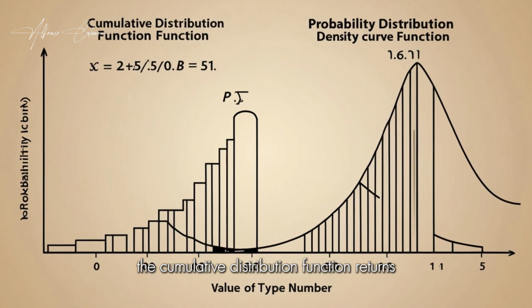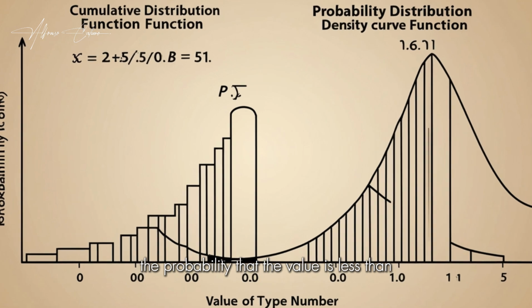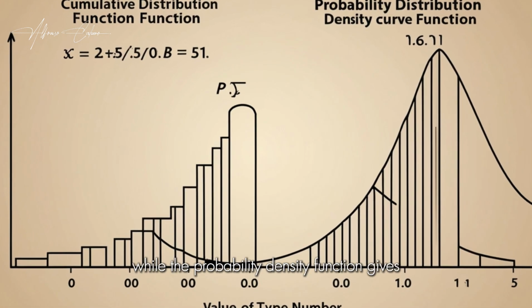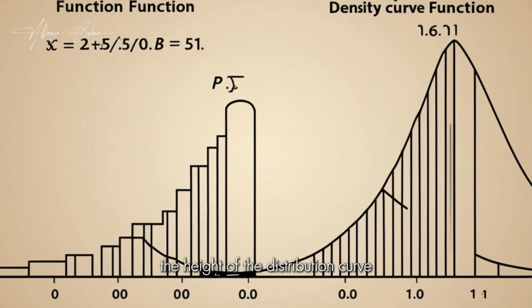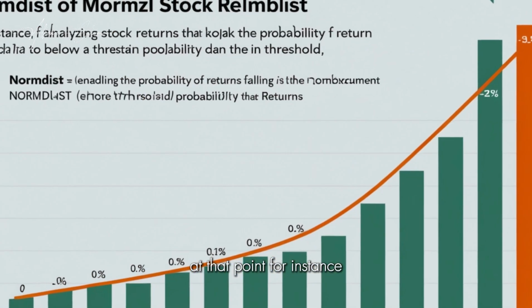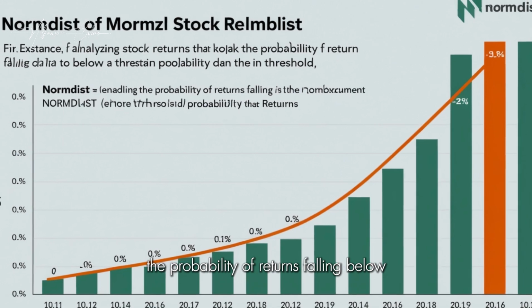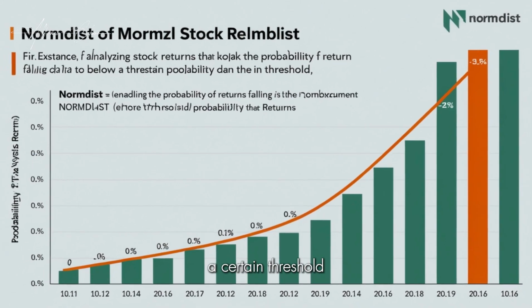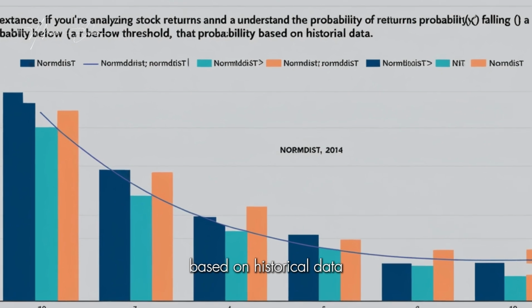The cumulative distribution function returns the probability that the value is less than or equal to a given number, while the probability density function gives the height of the distribution curve at that point. For instance, if you're analyzing stock returns and want to understand the probability of returns falling below a certain threshold, NORMDIST helps quantify that probability based on historical data.